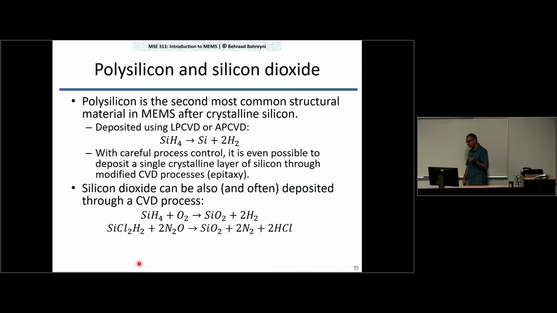You cannot do this on top of another layer. But if you do it right, you can epitaxially grow a layer of crystalline silicon. Silicon dioxide, as just mentioned, can also be deposited using CVD, and it's again silane plus oxygen, or dichlorosilane plus some form of oxygen carrier gas to give you the desired SiO2 layer.